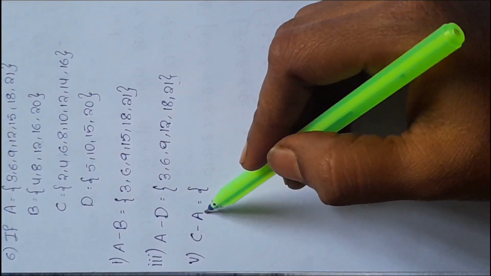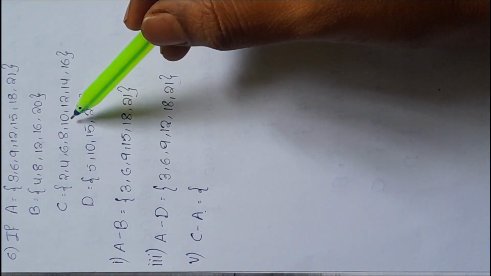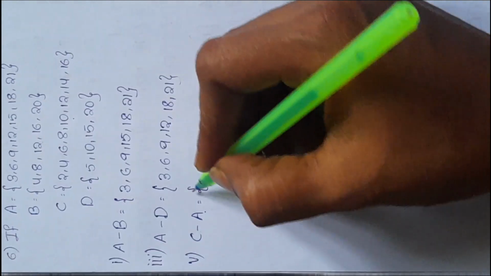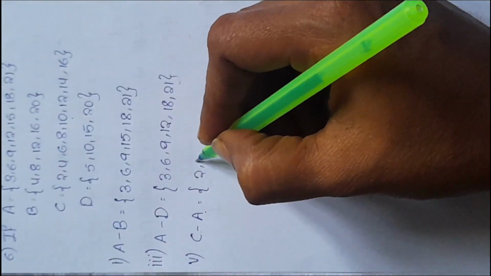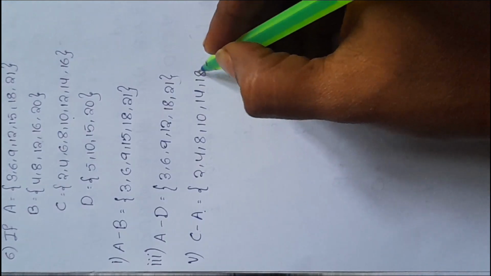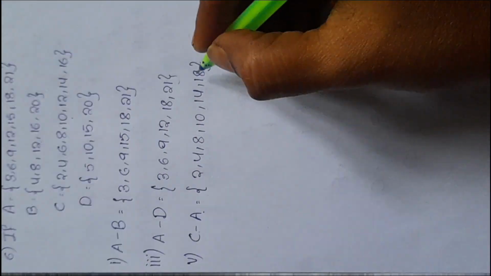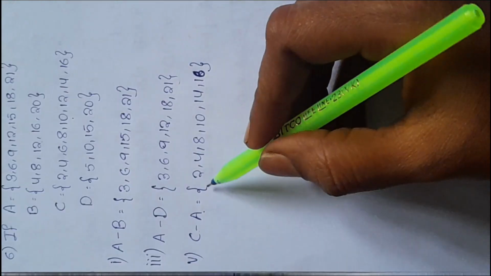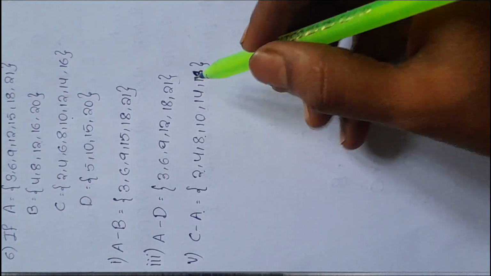Next one is C minus A. We should take the elements which are present only in C and not in A. So the answer is 2, 4, 8, 10, 14 and 18. Sorry, 16 here. C minus A is 2, 4, 8, 10, 14 and 16.